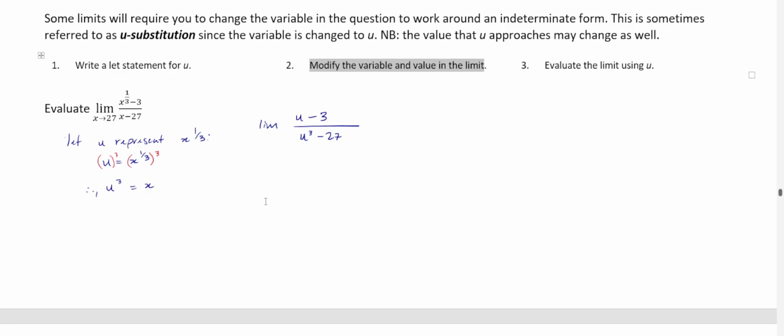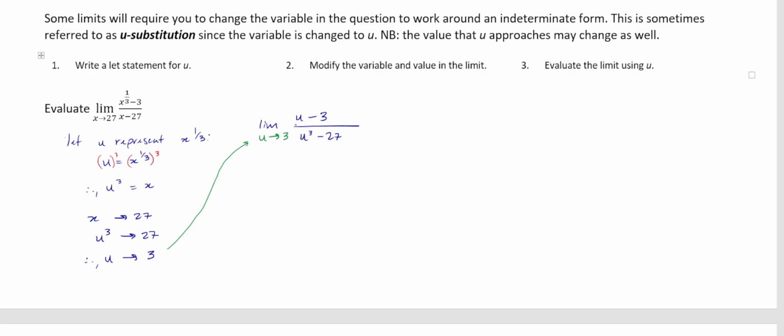So let's think about this for a second. The limit is as x approaches 27. So as this value approaches 27, since x and u cubed are the same, u cubed approaches 27. And that would mean if I cube root both sides, therefore u is going to approach 3. So I now have my new value in the limit, which is u approaching 3.